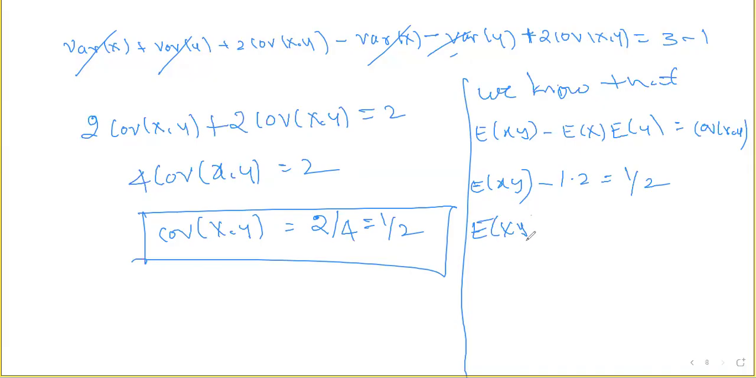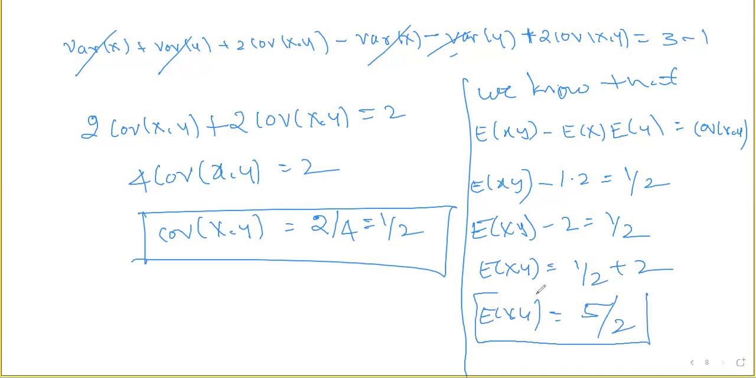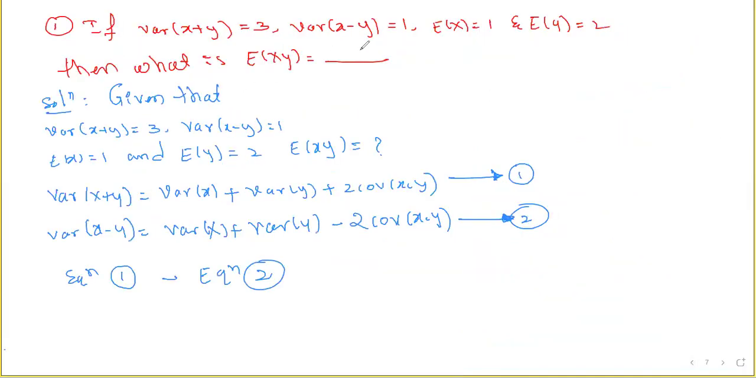Then expected value of xy minus 1 into 2, that is 2, equals 1 by 2. Expected value of xy equals 1 by 2 plus 2, right? So expected value of xy equals 5 by 2. In this way we need to obtain it. So here xy equals 5 by 2 is the right answer.